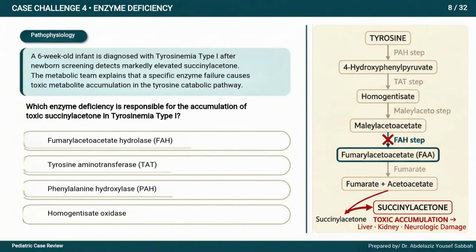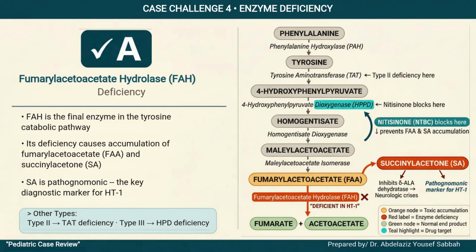Case Challenge 4. A 6-week-old infant is diagnosed with Tyrosinemia type 1 after newborn screening detects markedly elevated succinylacetone. The metabolic team explains that a specific enzyme failure causes toxic metabolite accumulation in the tyrosine catabolic pathway. Which enzyme deficiency is responsible for the accumulation of toxic succinylacetone in Tyrosinemia type 1? Option A, fumarate acetoacetate hydrolase. Option B, tyrosine aminotransferase. Option C, phenylalanine hydroxylase. Option D, homogentisate oxidase. The correct answer is Option A, fumarate acetoacetate hydrolase deficiency.